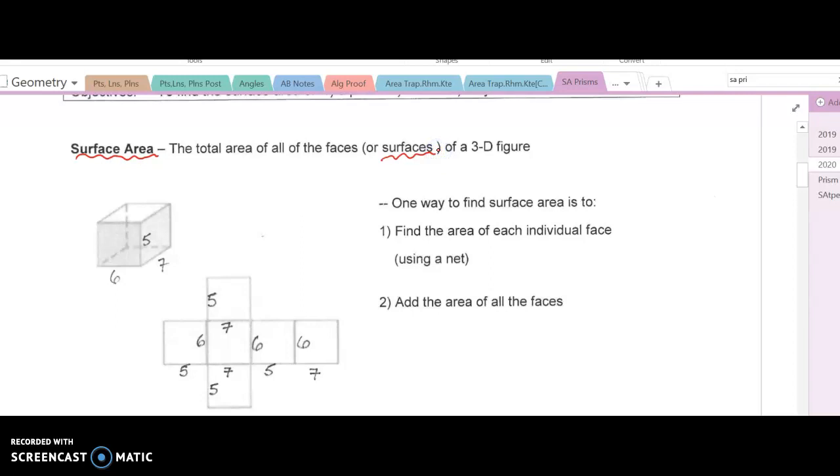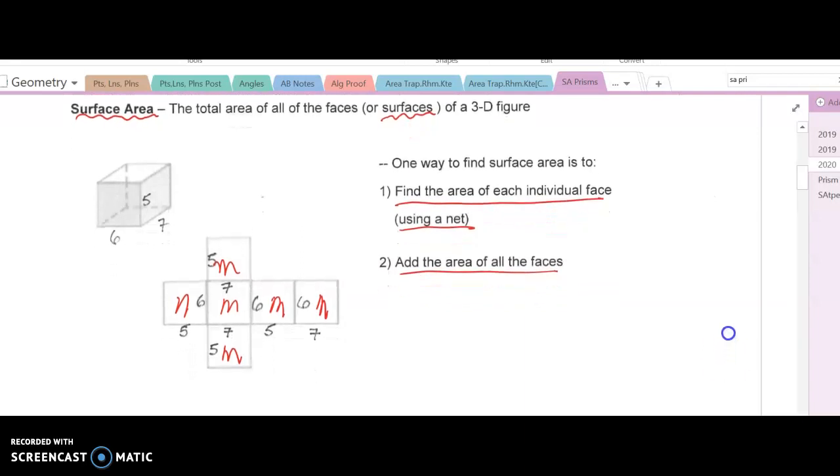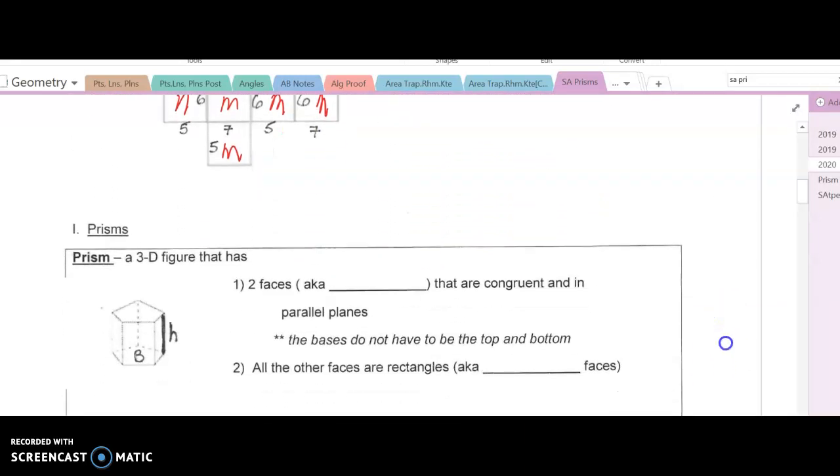And so one way we said, and we looked at this the other day, to find the area is to unfold this thing and find the area of this one and this one and this one and this side and this side and this side, and find all those areas and then add them all together. So find the area of each individual face using a net, and then add all the areas of those faces. What we're going to look at today is that that kind of takes a while. So let's see if we can find a shortcut to find the surface area of a prism.